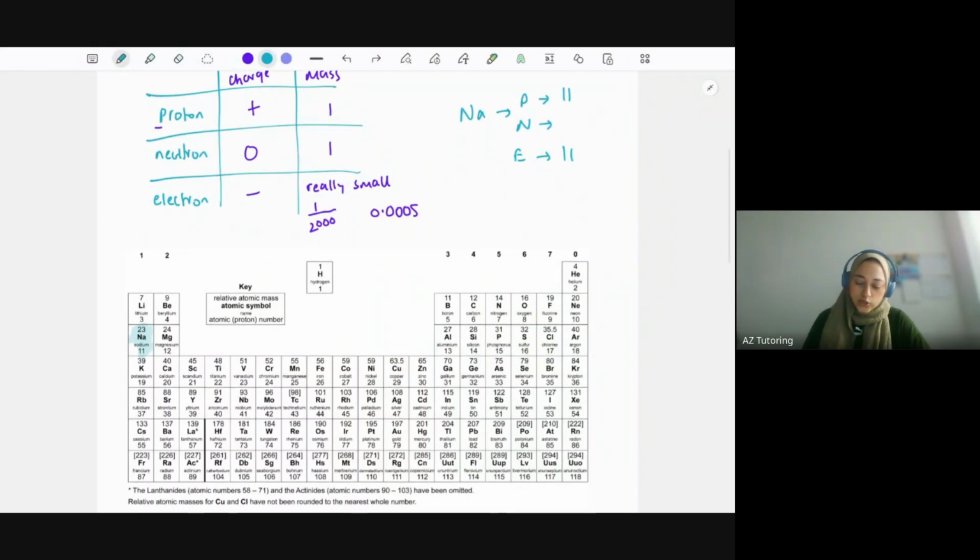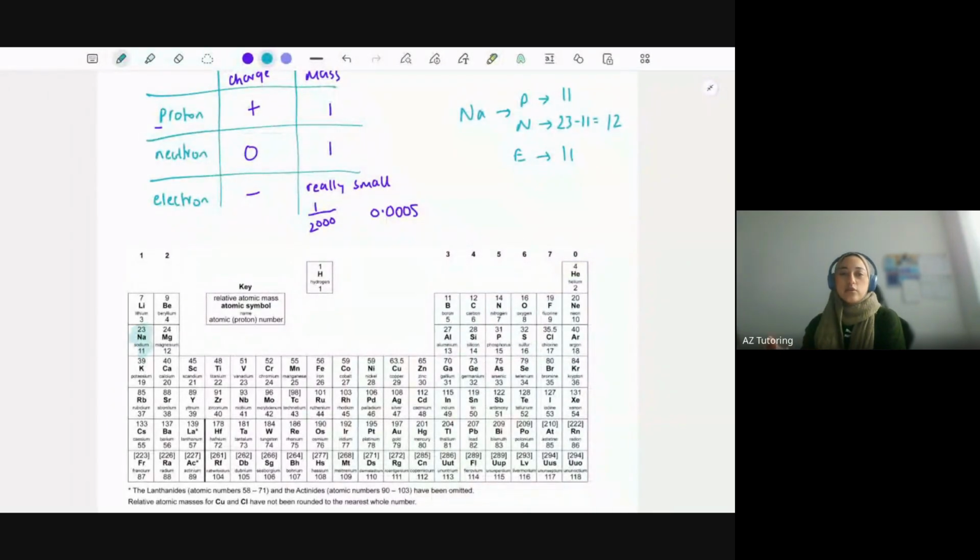And for the neutron number, to work that out, you just do the top number, which is the mass number, which it also says on the top here, it says relative atomic mass, and you minus it from the bottom. So we're doing 23 minus 11, which just gives you 12. So the number of neutrons is 12.